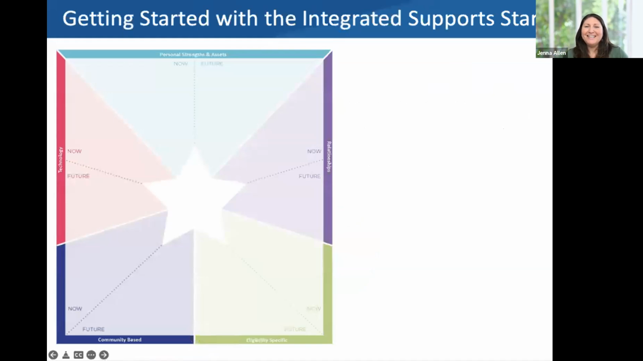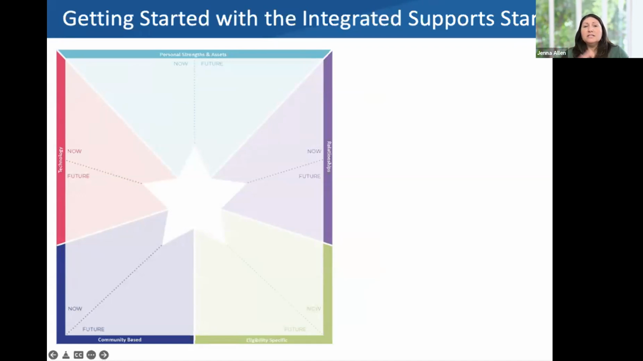All right, so on to the hands-on part of today's presentation. We're going to look at how you would start using the integrated support star. And I did mention that in addition to the person-centered and family perspective stars, there are also, as you'll see in your handouts, 2 different versions of the integrated support star. There's a simplified version that just has these 5 elements.